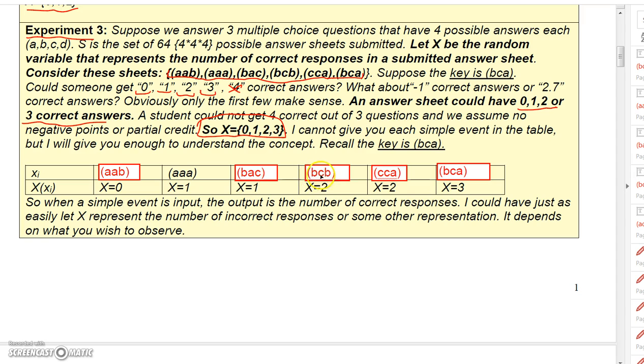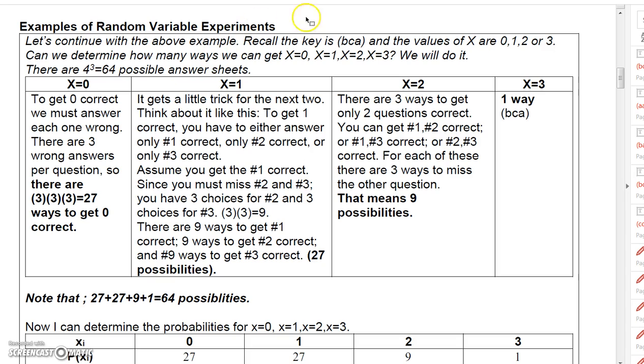If they turn in BCB, then they get the first 2 correct. So that means X would equal 2 for 2 correct answers. If they turn in CCA, then they get the last 2 correct. So again, X would be 2. And if they turn in BCA, they get all 3 correct. So for each of these simple events that are turned in, you can get anywhere from 0 to 3 for the X value. Okay, let's go back to that problem I just did.